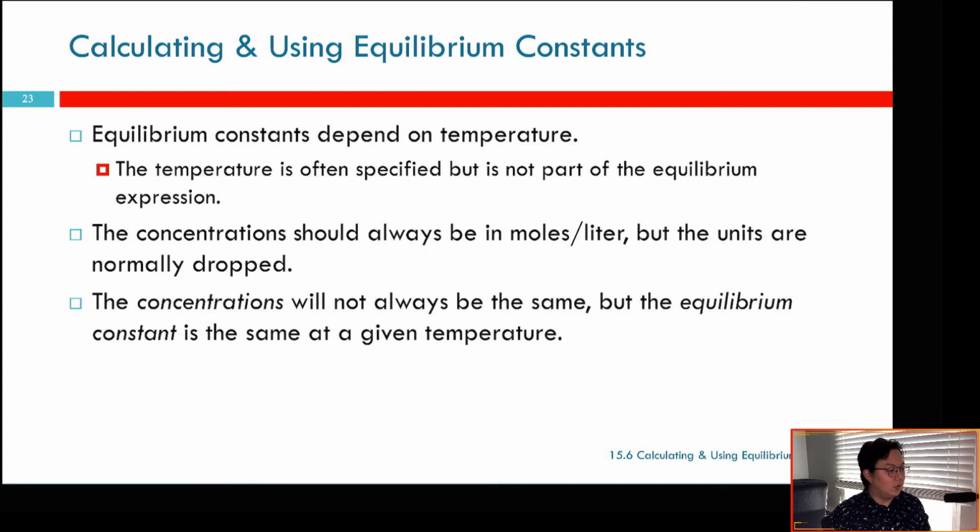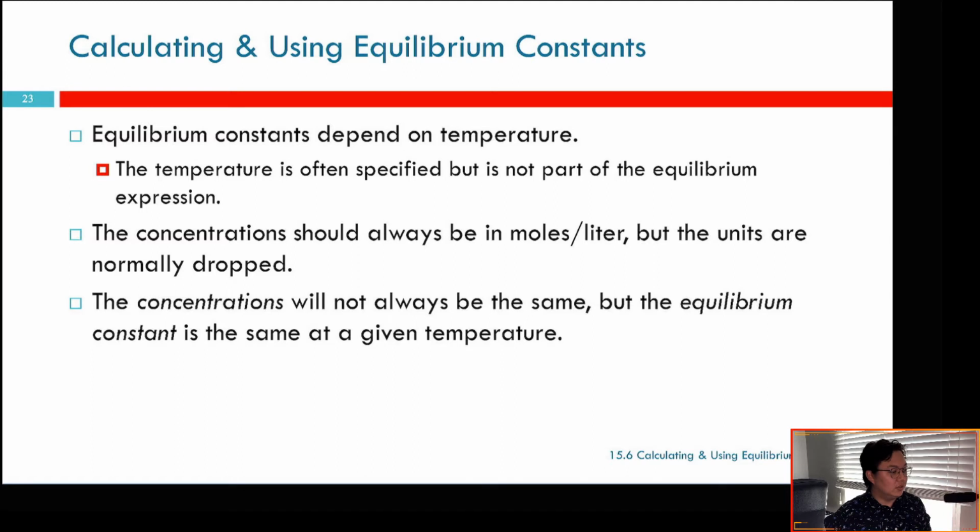The concentration should always be in moles per liter, or molarity. We don't write those units for the equilibrium constant because they get a little bit weird when you do the dimensional analysis. Sometimes they cancel out, which is nice because it should be unitless. Sometimes you're going to end up with moles cubed per liters cubed, or liters per moles, in weird units. So we leave the units off of our equilibrium constant.